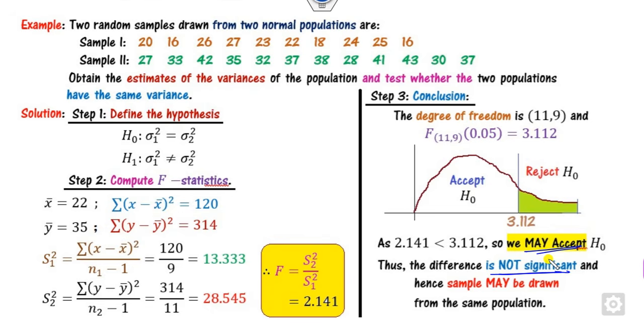So this is the way you can try to solve all these F distribution questions very simply with the help of the 3-step rule.